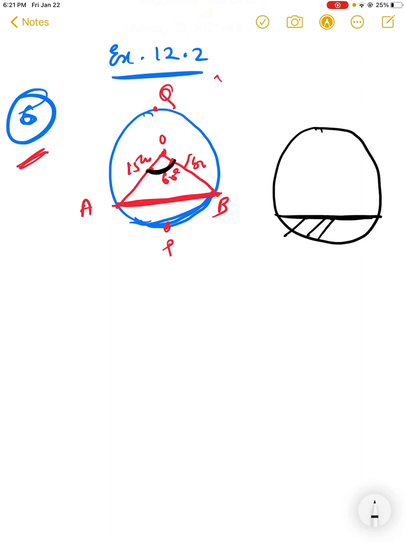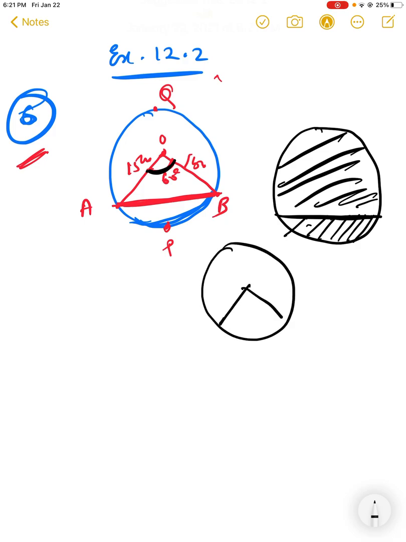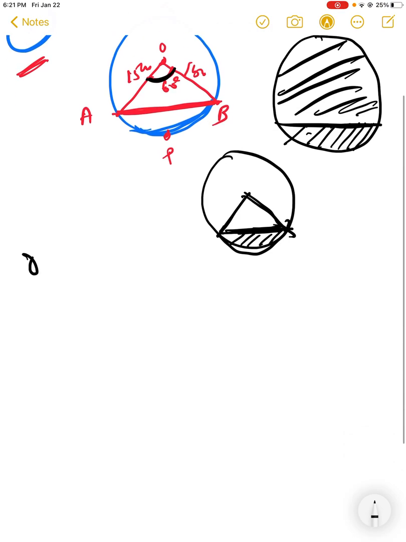Minor segment is this, and this is the major segment. For the major and minor segment, we need this sector. So this is the minor segment: area of sector minus area of the triangle. That is the sector, and that will give the minor segment. So first let us write R is equal to 15 centimeters, theta is equal to 60 degrees.